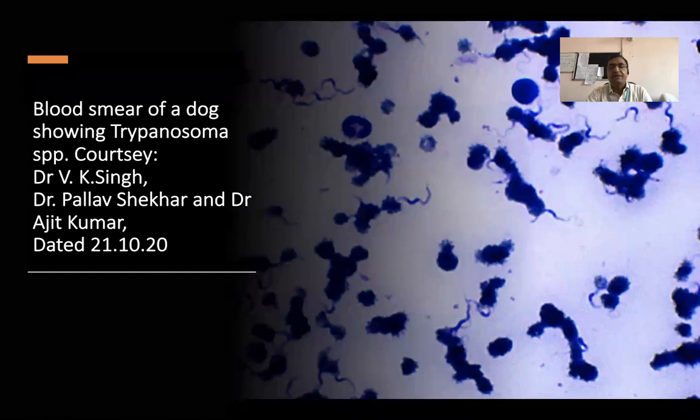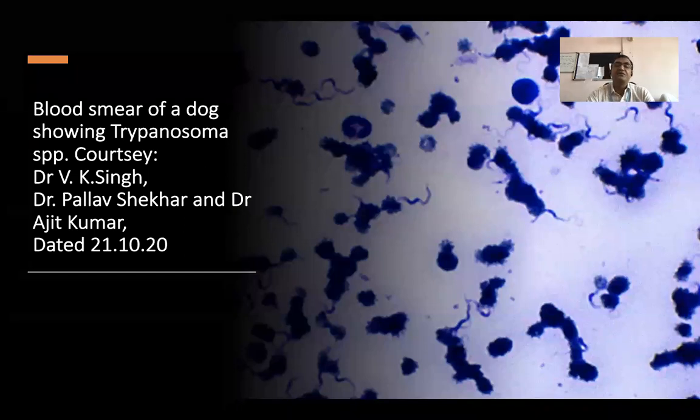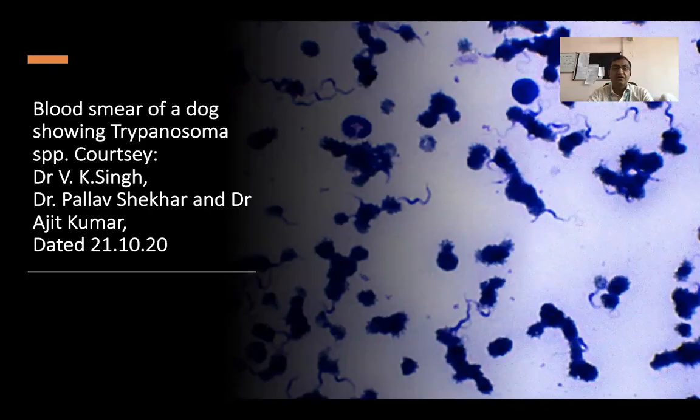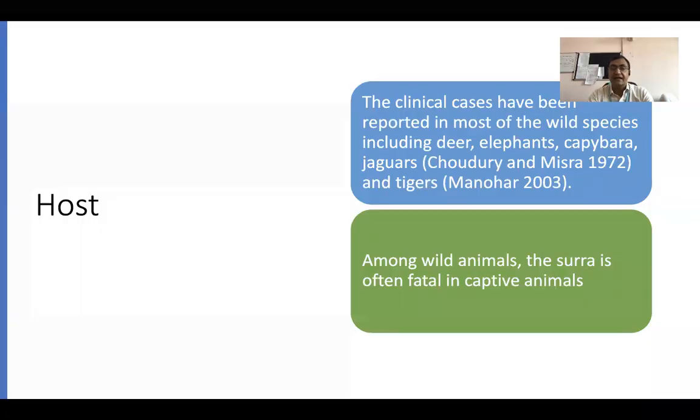So coming back again, always keep in mind that any type of disease can be diagnosed. I'm looking for the Leishmania donovani in canine. I have not found this line positive for kala-azar in dog. It is reported, and even in wild animals, this disease is there. The clinical cases have been reported in most of the wild species, including the deer, the elephant, the jaguars.